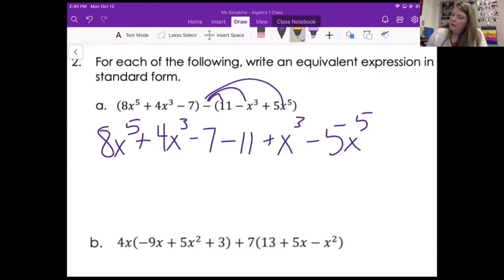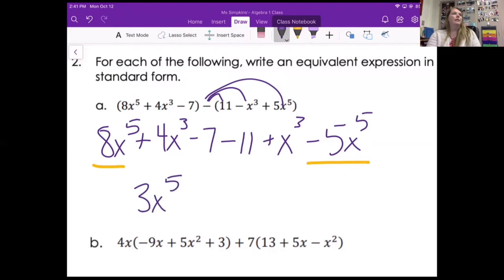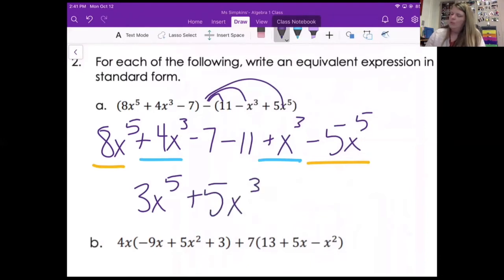If I'm combining 8x to the 5th minus 5x to the 5th, my answer would also be 3x to the 5th, not 3x to the 10th, 3x to the 5th. If I'm combining my x to the 3rds, 4x to the 3rd plus 1x to the 3rd is 5x to the 3rd, not the 6th, the 3rd. And then minus 7 minus 11 would be minus 18. Okay, and that was the answer: 3x to the 5th plus 5x to the 3rd minus 18.